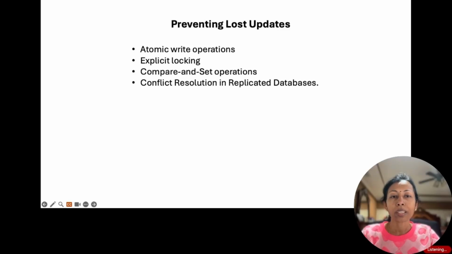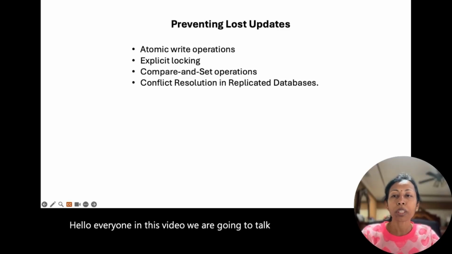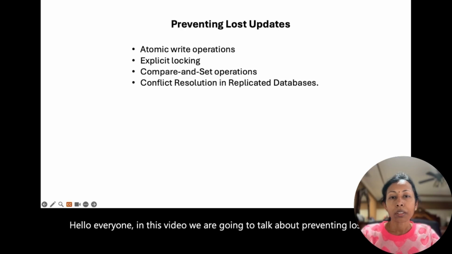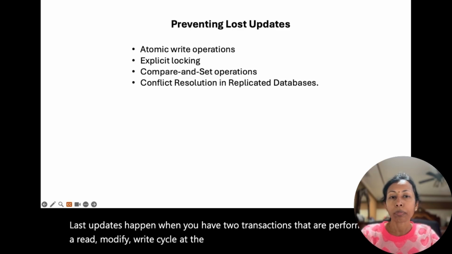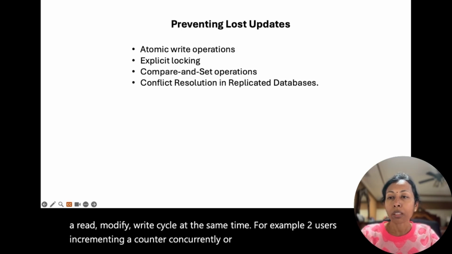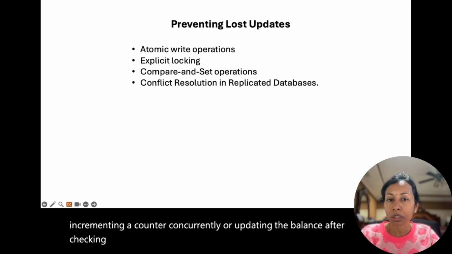Hello everyone. In this video, we are going to talk about preventing lost updates. Lost updates happen when you have two transactions that are performing a read, modify, write cycle at the same time. For example, two users incrementing a counter concurrently, or updating the balance after checking what the initial value is, and editing JSON documents or wiki pages.